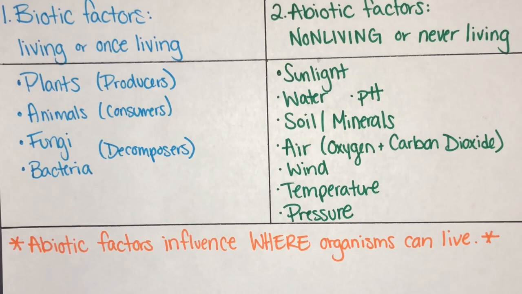To summarize, biotic factors are living or once living things and the interactions between organisms in an area. Abiotic factors are non-living or never living things that influence where organisms can live.